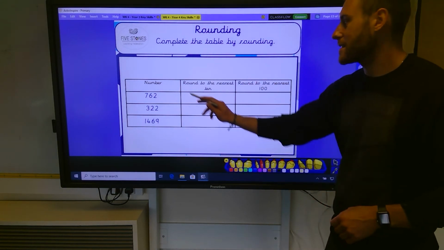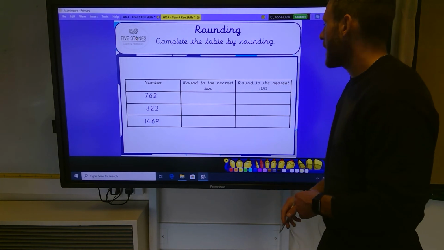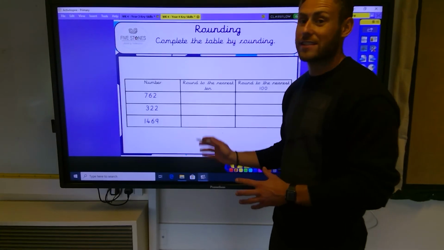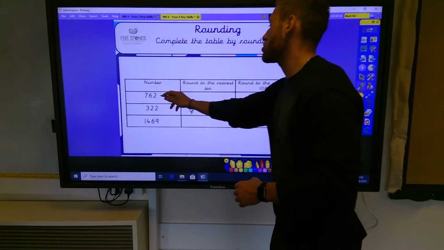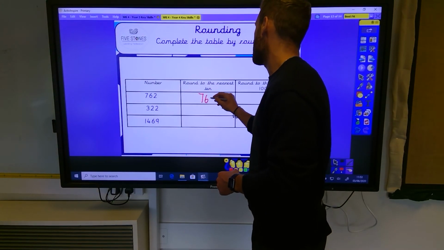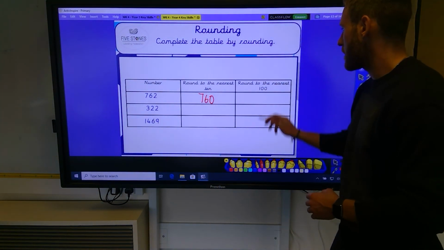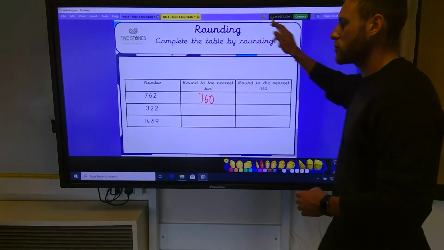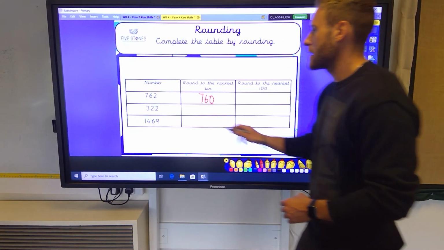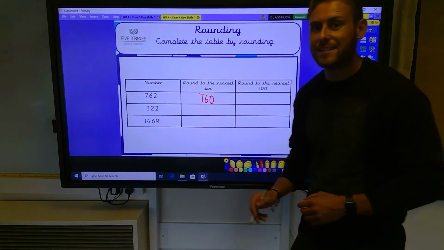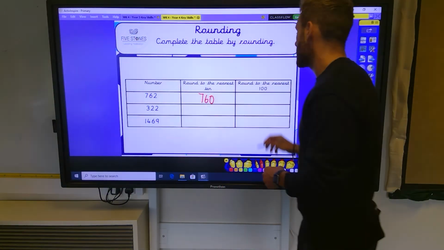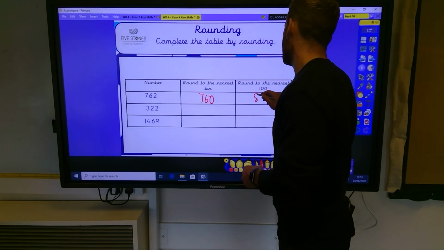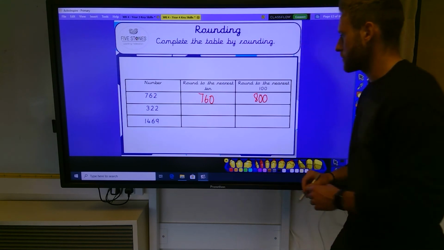Round to the nearest 10, 762. Our nearest options are 760 or 770. The 2 tells us we are closest to 760. We're rounding that to the nearest 100. We've got 700 already. The next 100 would be 800. This time we look at the 6 tens. The 6 tens are past 50, so we would be rounding up to 800.